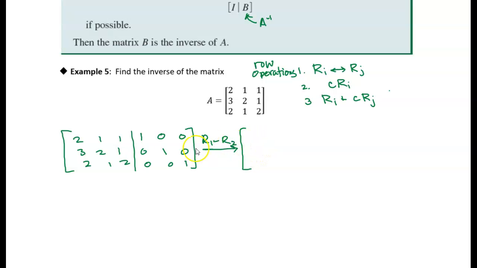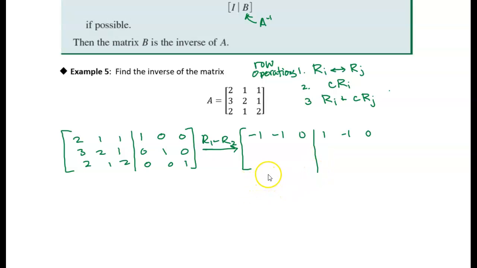So I'm going to take row 1 and subtract row 2. I'm going to get a -1: 2 minus 3 is -1. 1 minus 2 is -1. 1 minus 1 is 0. Now I have to do that all the way across. 1 minus 0 is 1. 0 minus 1 is -1. And then 0 minus 0 is 0. Okay, I'll draw my little bar down the middle.